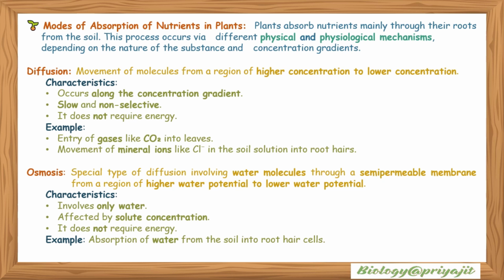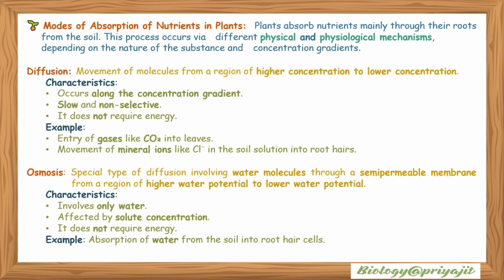Diffusion is the movement of molecules from a region of higher concentration to lower concentration. Characteristics: it occurs along the concentration gradient. It is a slow and non-selective process. It does not require energy. Examples: entry of gases like carbon dioxide into leaves, and movement of mineral ions like chloride in the soil solution into the root hairs.